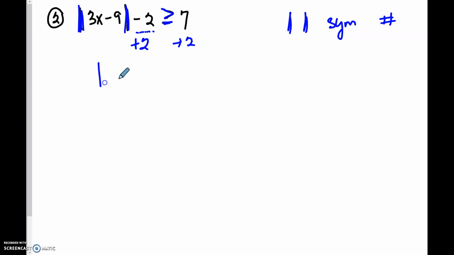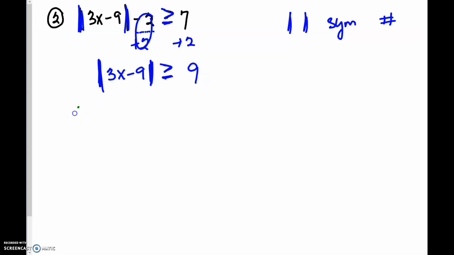So now I have the absolute value of 3x minus 9. Now this -2 and +2 canceled out. So now we have our symbol, and 7 plus 2 is 9. Okay, now we have our absolute value, our inequality symbol, and then our number. So we can set up our 2 cases.